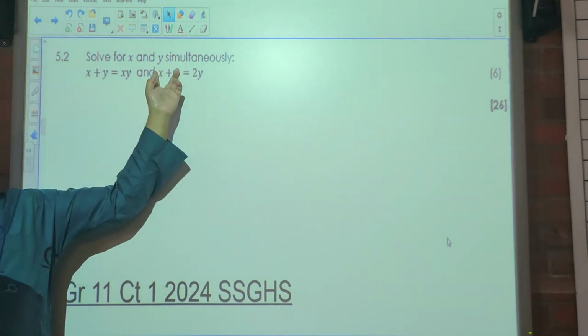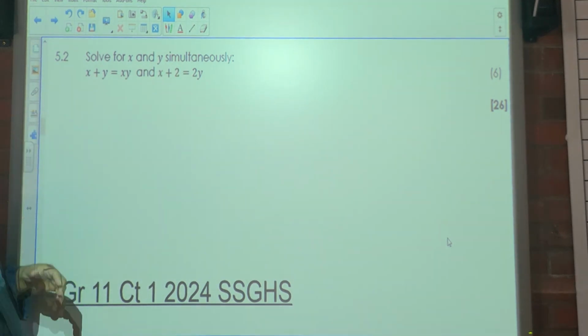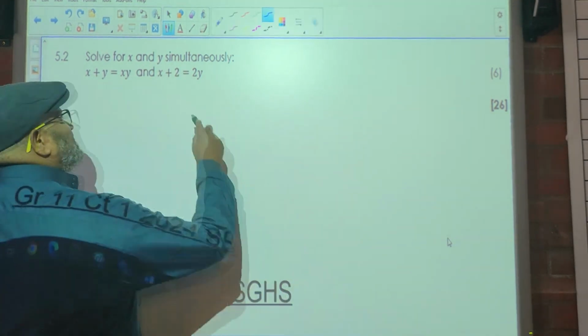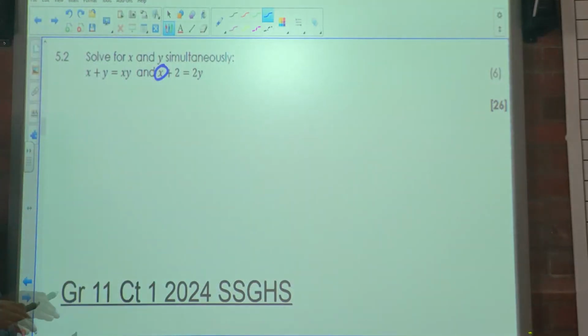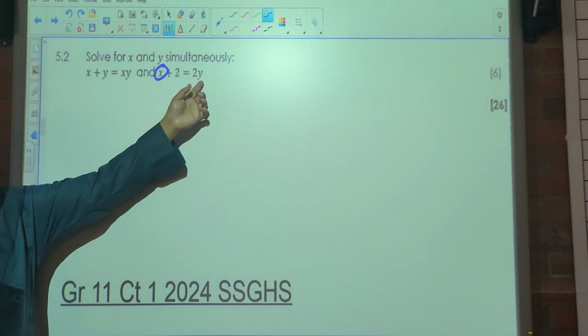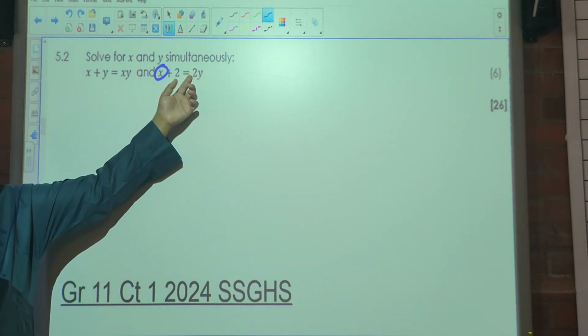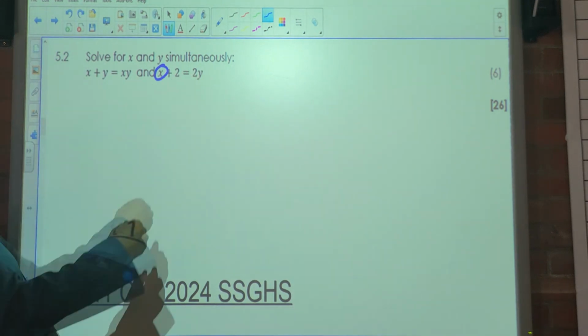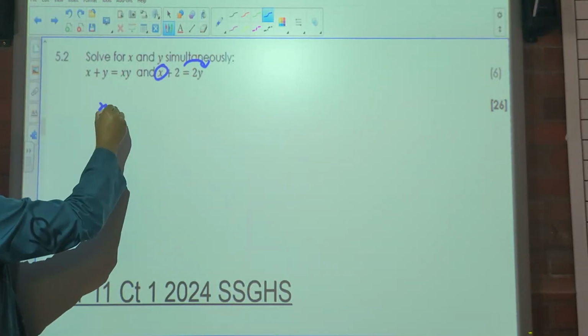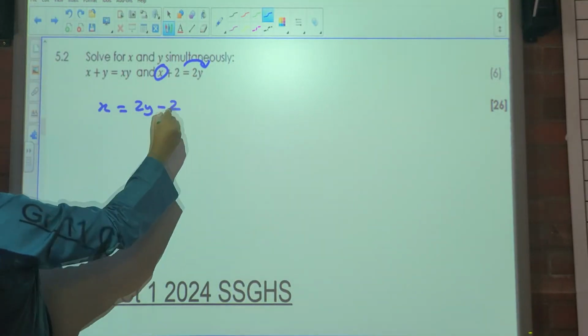In this one it is going to be easier. But between the two, it's actually going to make the most sense to make x the subject of the formula, because if we make y the subject of the formula here, we're going to work with a fraction. So we take it over the equal sign, so x is equal to 2y minus 2.